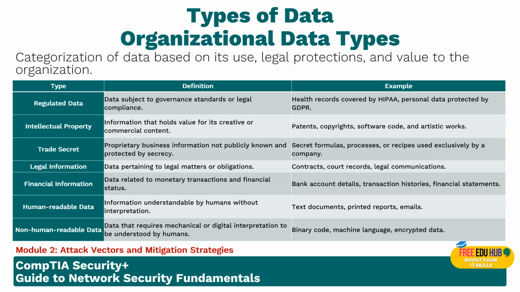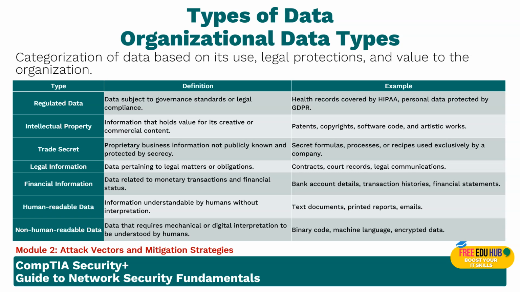Legal information could be data pertaining to legal matters and obligations, like contracts, court orders, legal communications. So if you have a contract with a third party company, it could be legal information which you are not supposed to disclose to the public. Financial information is data related to monetary transactions, financial status, etc. Your bank accounts can fall into that, transaction histories, and financial statements.